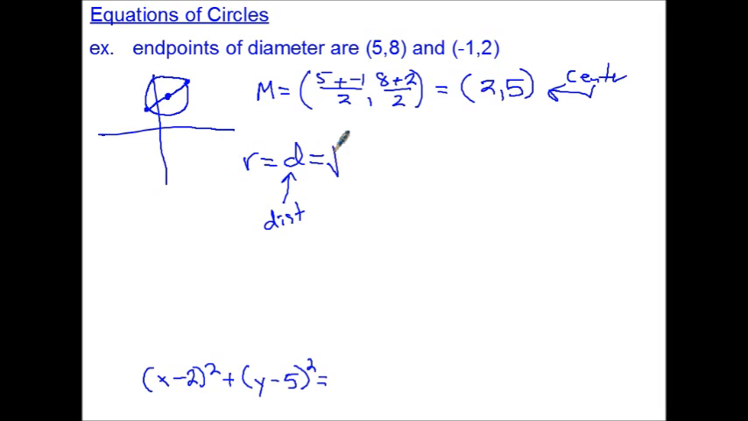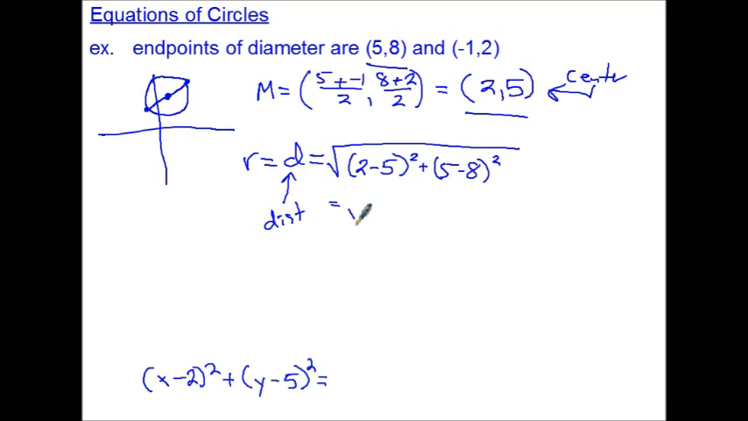Alright, so there's my big square root. I'm going to use my (2, 5), and then I like the (5, 8). That one looks a little nicer because it doesn't have a negative sign in it, although it really won't matter. So, here we go. Subtracting my x's, 2 minus 5, squaring that, plus 5 minus 8, squared. If you permit me another shortcut, 2 minus 5 is negative 3, squaring that is 9. 5 minus 8 is also negative 3, squaring that is also 9. So I've got my distance, or my radius, being the square root of 18.